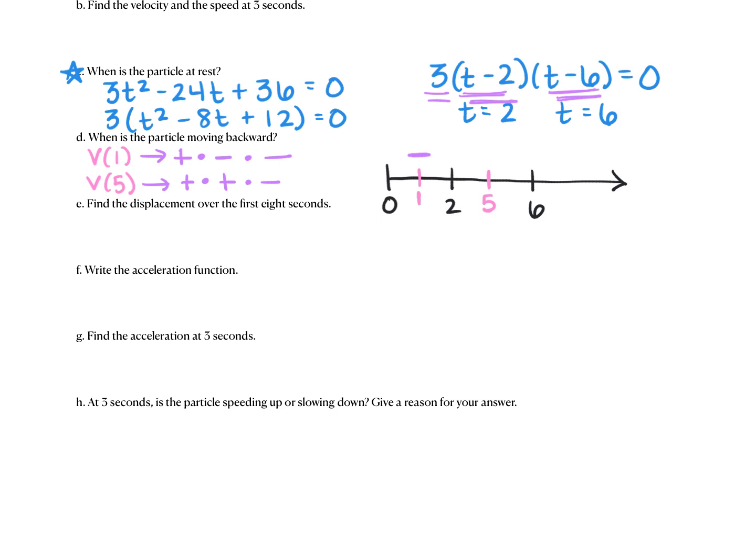Oh, you know what? I just realized on the last one I wrote negative. I meant to write a positive. I'm sorry about that. Because 2 negatives make a positive. On this one, I would have negative velocity.